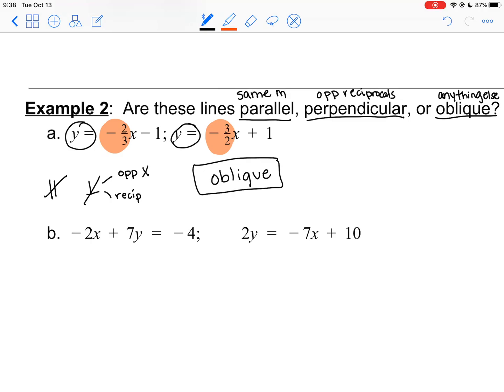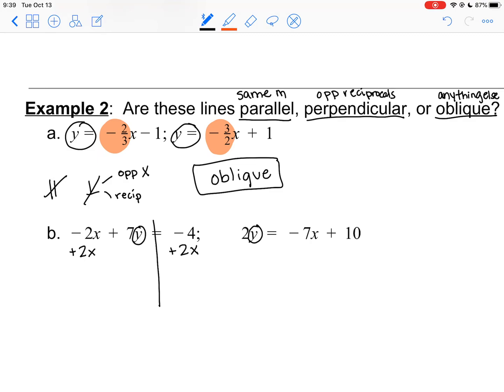All right, our next set of lines, if I look and I check and see if it's y equals, the y is not by itself. So before I can check, I need to get these into slope-intercept form so I can see what the slopes are. So the first thing I need to do is I need to move everything away from the y in this first equation. So negative 2x plus 7y equals negative 4. I need to move this 2x, so I'm going to add 2x to both sides.